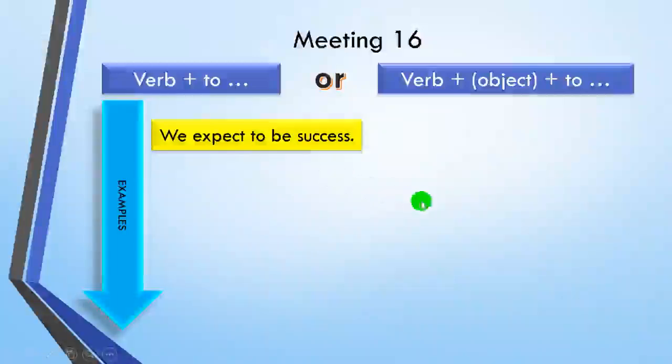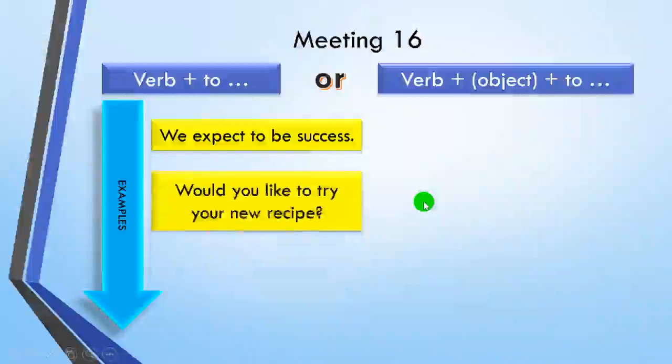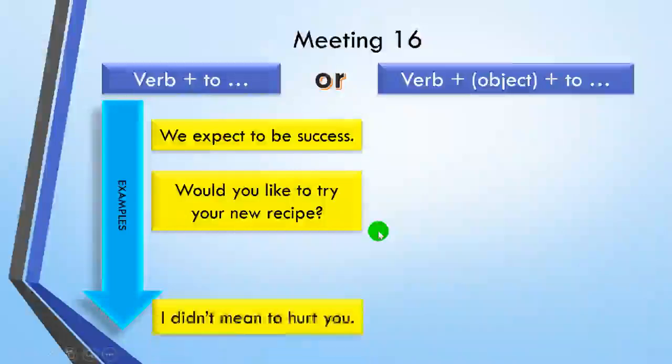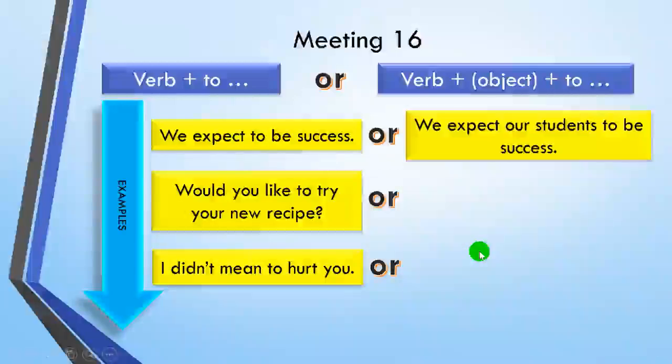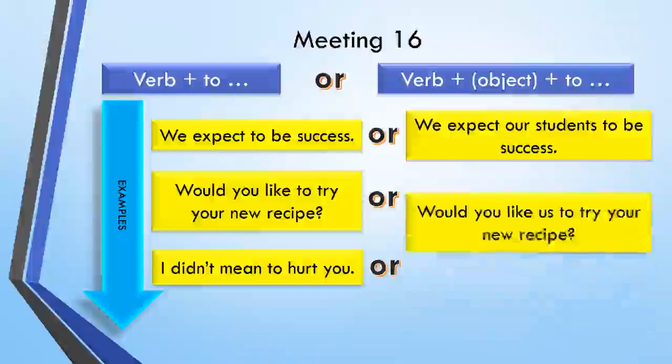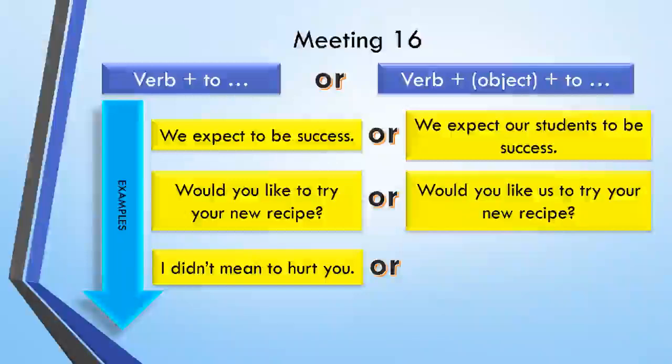We expect to be successful. Would you like to try your new recipe? I didn't mean to hurt you. Or we expect our students to be successful. Would you like to try us? Would you like us to try your new recipe? I didn't mean her to hurt you.